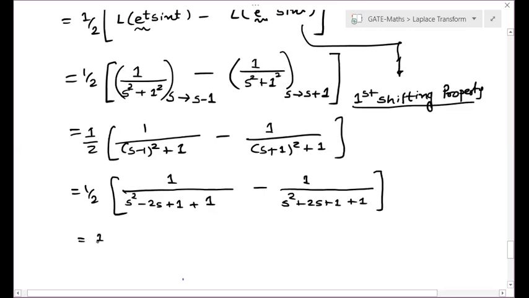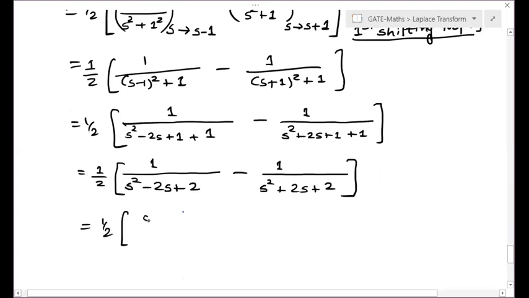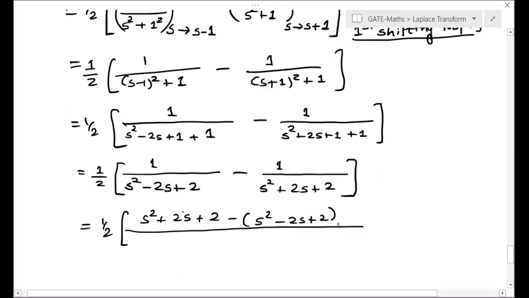So this will be your 1/2 [1/(s² - 2s + 2) - 1/(s² + 2s + 2)], since 1 + 1 is 2, so it is s² - 2s + 2, minus 1 upon s² + 2s + 2. Okay, so if you take the LCM over here, it is (s² + 2s + 2 - s² + 2s - 2) whole divided by (s² - 2s + 2)(s² + 2s + 2).